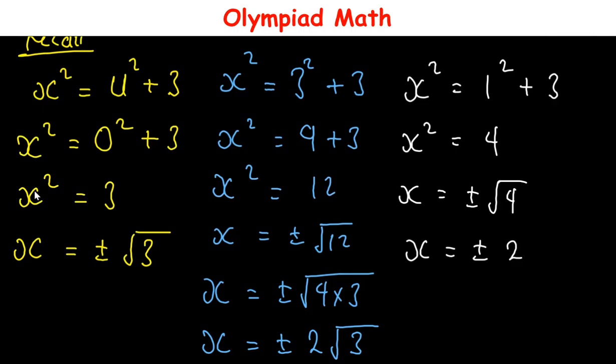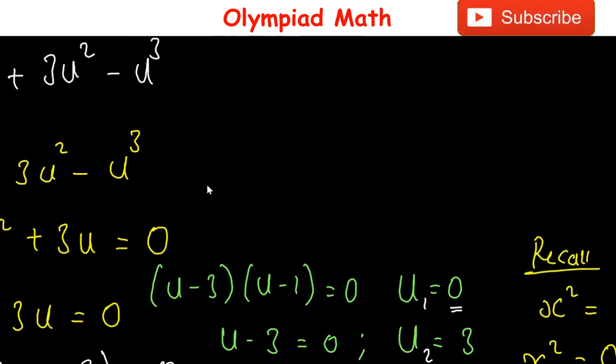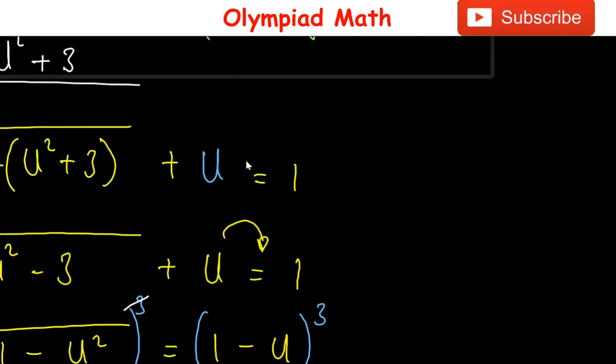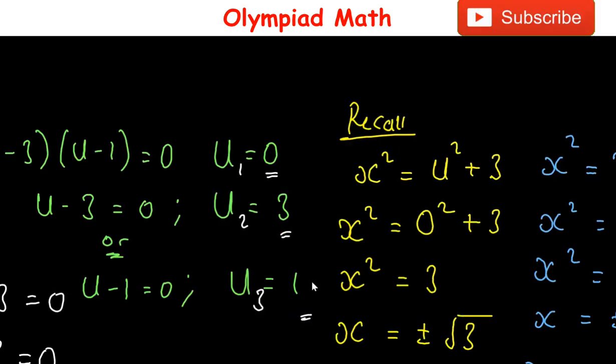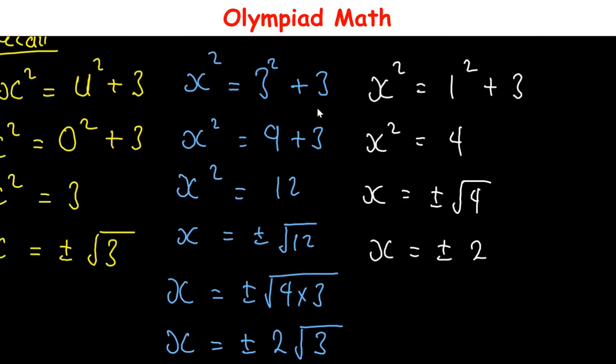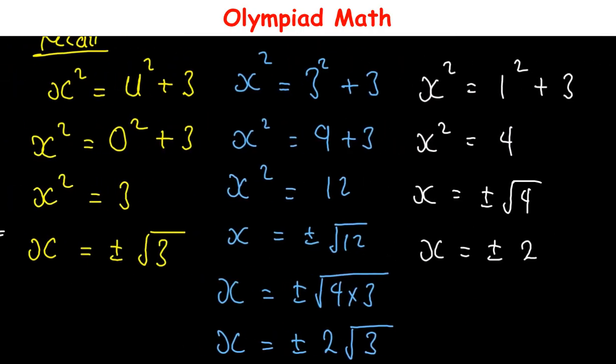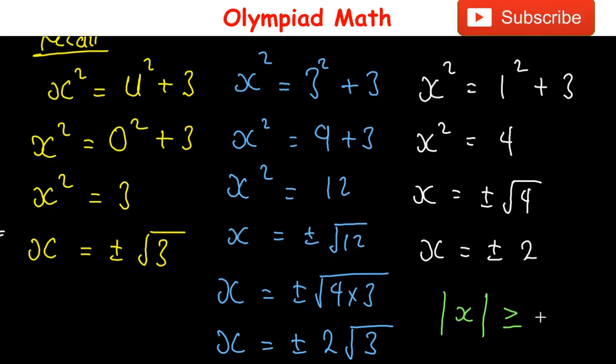But meanwhile, there's a condition on x for this given question, that the absolute value of x should be greater than or equal to the square root of 3. So writing this condition down right here, the absolute value of x should be greater than or equal to the square root of 3.